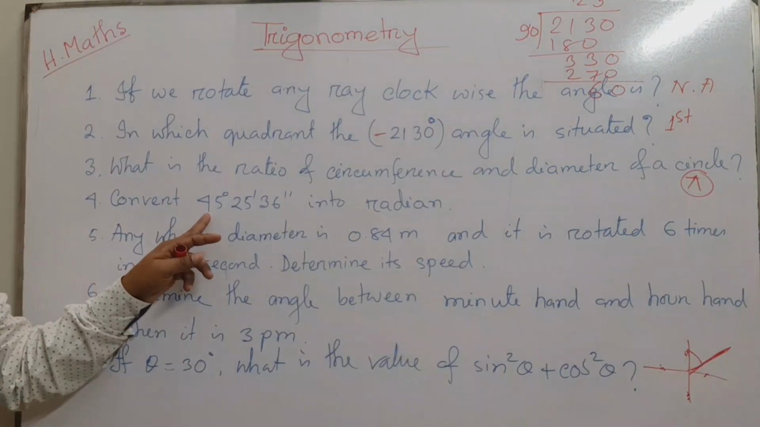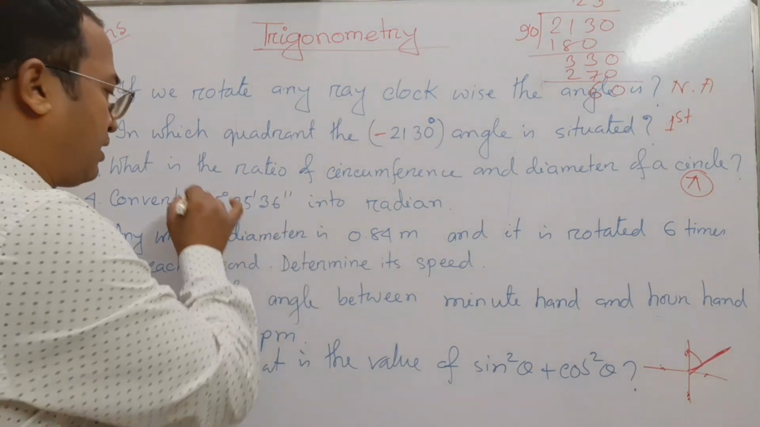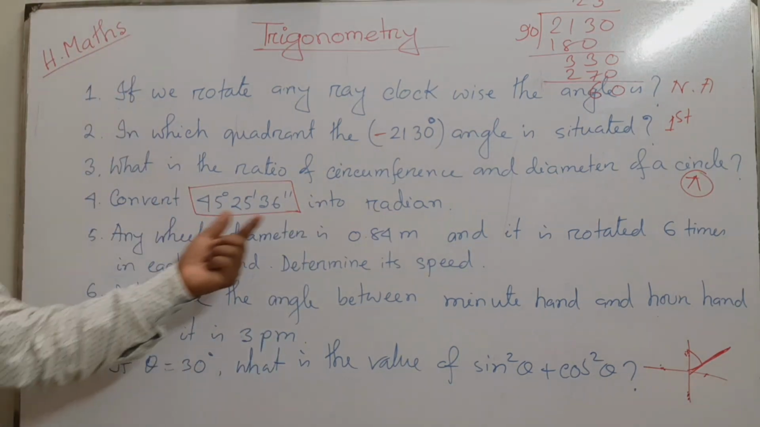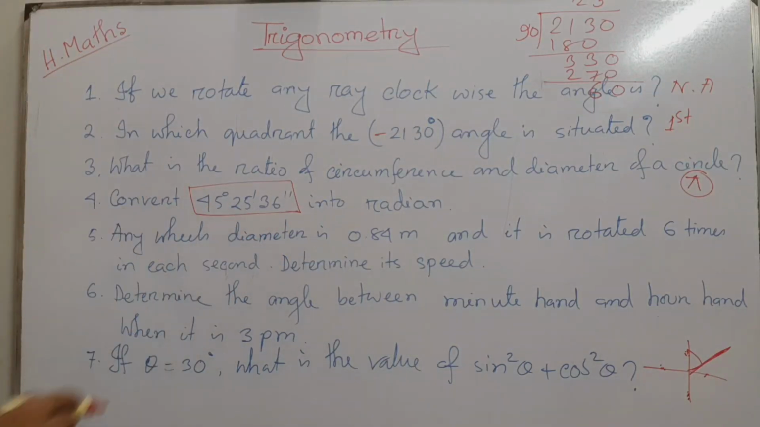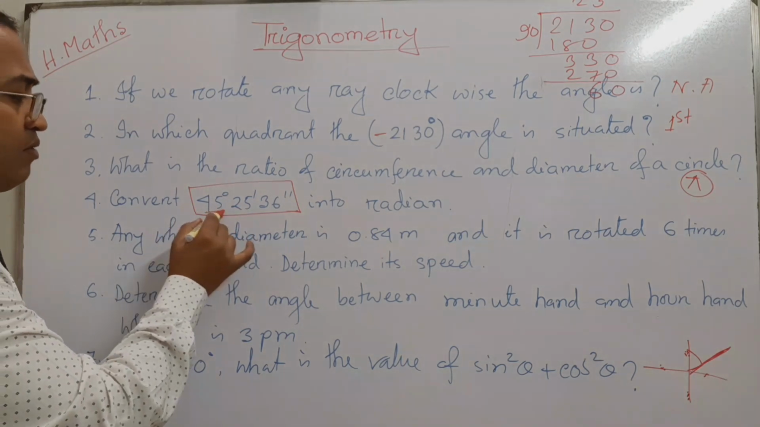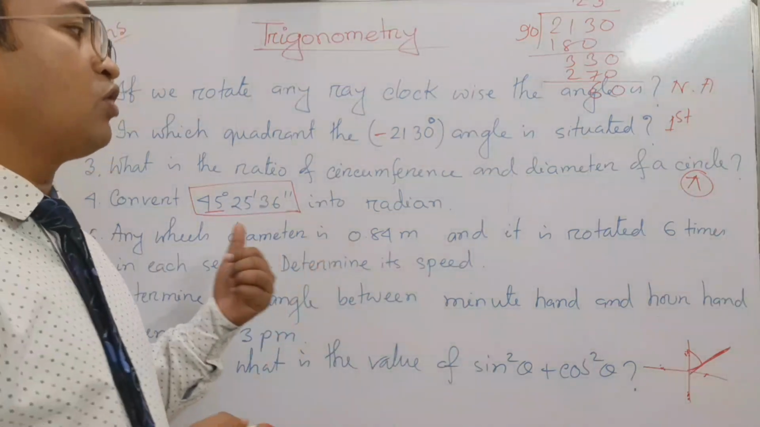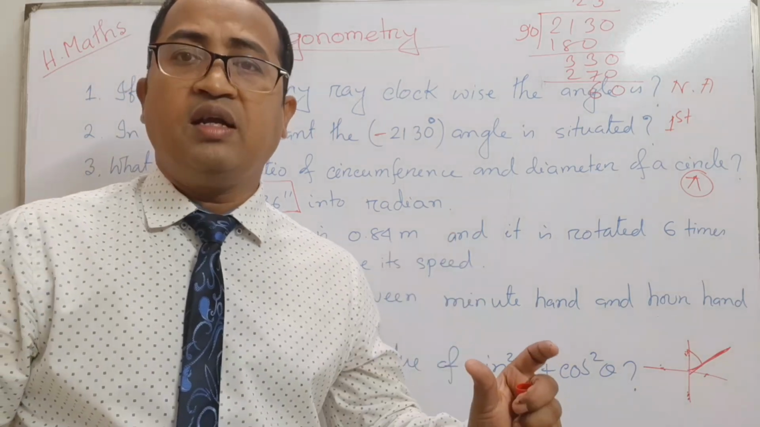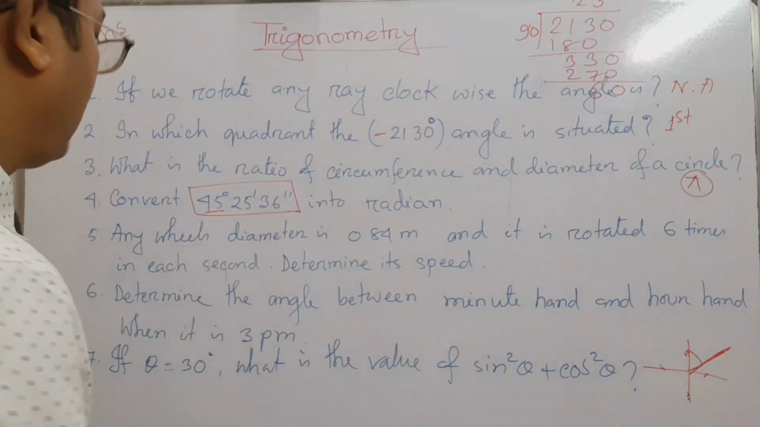Convert 45 degree 25 minute 36 second into radian. I have shown you how to convert this into radian. At first, convert the seconds to minutes and add this with the minutes, and again convert minutes to degrees and add the 45 degree with that. After that, we know 1 degree is equal to pi by 180 radian. You should multiply the total degree by pi by 180 radian. You will get it in radian.